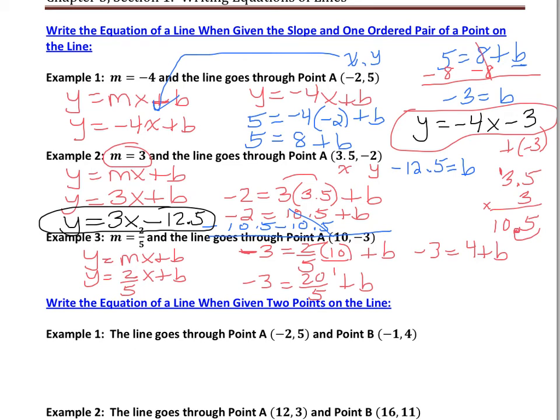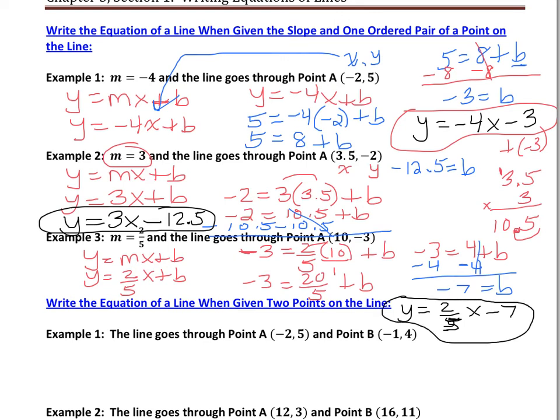Go to the unknown, go directly to the unknown, look what's around it, undo. So I've got add 4, so I'm going to subtract 4. And we have b equals -3 minus 4. You're going even more negative, -7. Now I'm going to bring it all together. y = mx + b. We've got 2/5 for m, and we are subtracting 7 for our y-intercept. So that's the equation of our line.